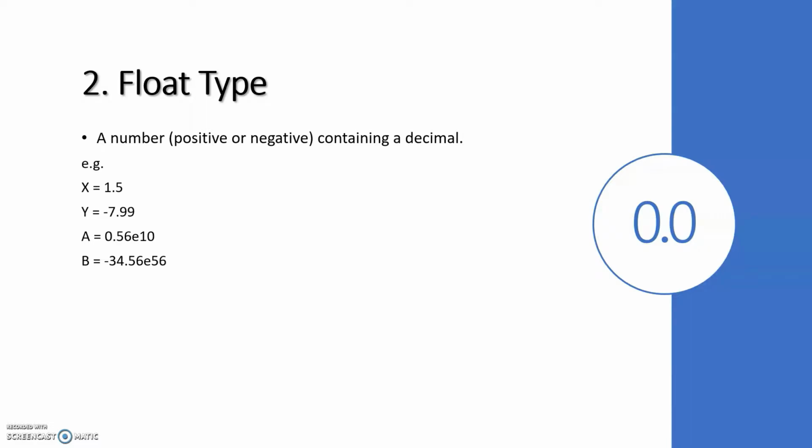And floats can also be accompanied with scientific notation such as e, which demonstrates to the power of 10 or to the power of some number, such as a equals 0.56e10, 0.56 to the power of 10, b equals negative 34.56e56, to the power of 56, anything like that. It can also be accompanied by scientific terms.